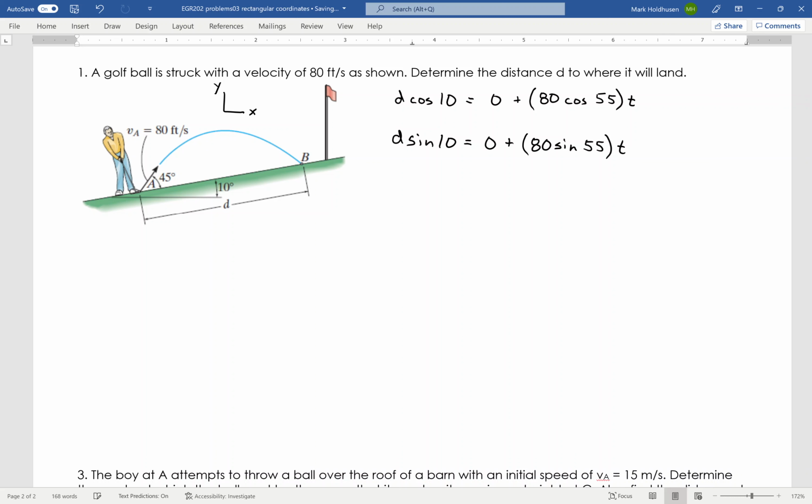And now that first one had 0 acceleration. This one has a negative g acceleration. So it's going to be negative 1/2 times g, which is 32.2 when I'm dealing with feet, okay, times t squared. So now I've got two equations, two unknowns, okay? So I'm going to take that top equation and I'm going to say, okay, well, t equals d cosine of 10 over 80 cosine of 55. I'm going to take that and plug it in here and here, let you do that on your own, and I get a value of d equals 166 feet.